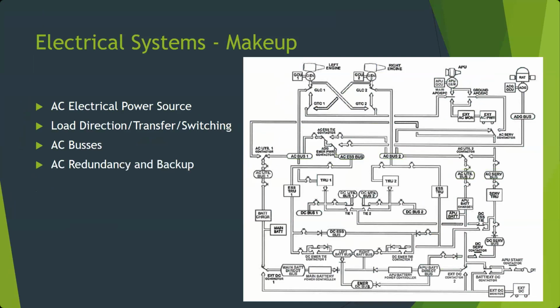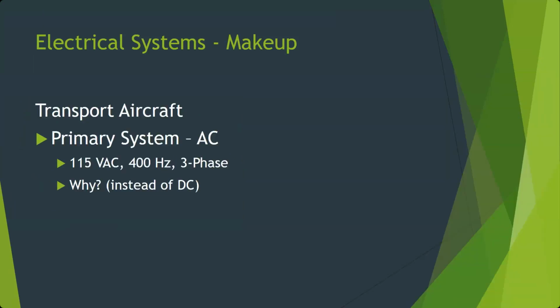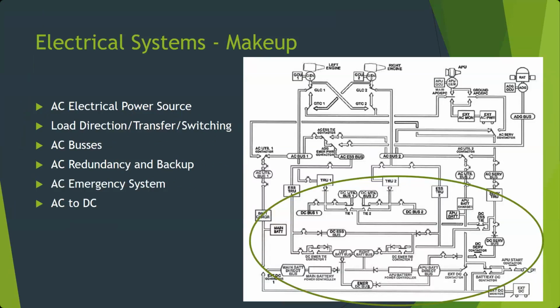We're going to have some kind of redundancy and backup, and that's shown on the right side here. This is an emergency system that uses something called an ADG, an air-driven generator. One of these pops out, you're not having a great day. And then on the bottom half of the drawing, we take that AC and we create DC using transformer rectifiers. The way the DC system works is a very similar architecture. We're still going to use things like contactors and different switching elements to feed buses that ultimately are going to feed users of the electrical power.